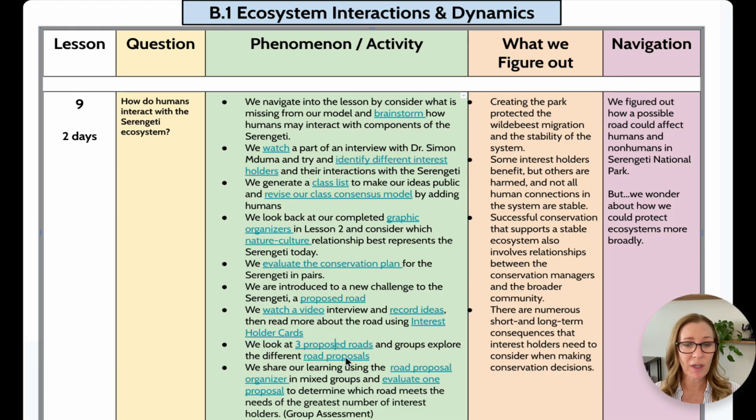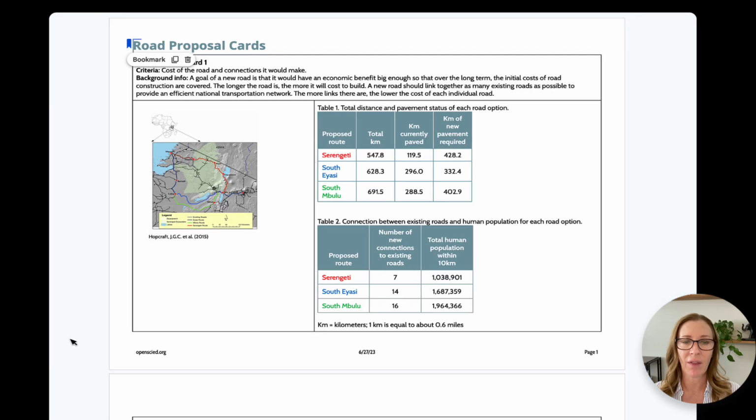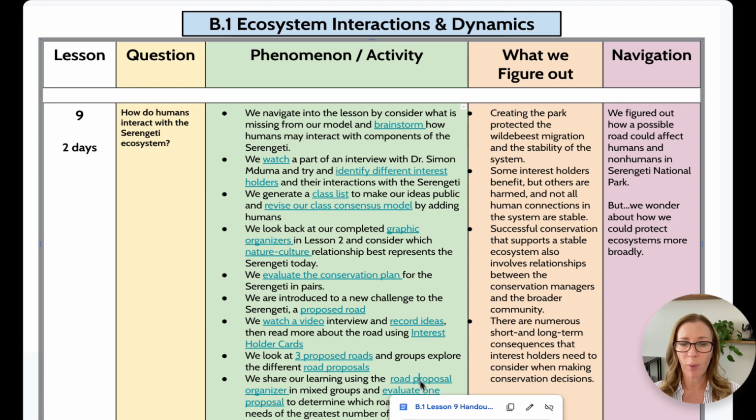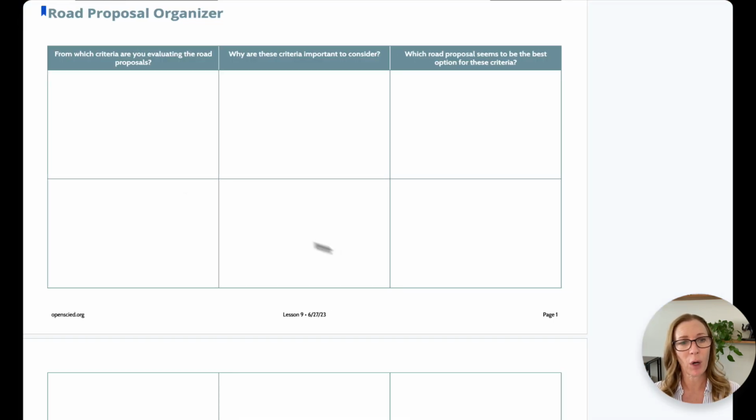Okay, so we explore the different road proposals, and for this one, you're going to group students and they're going to look at one road. So every student in the group is going to have a copy of this card. So we're going to have road proposal card 1. Every student will have a copy of this. We'll use this information to complete our road proposal organizer, and then other groups will evaluate the other roads and we'll jigsaw this. So which criteria are you evaluating the road proposals from? Why is this criteria important? Which proposal seems to be the best option?